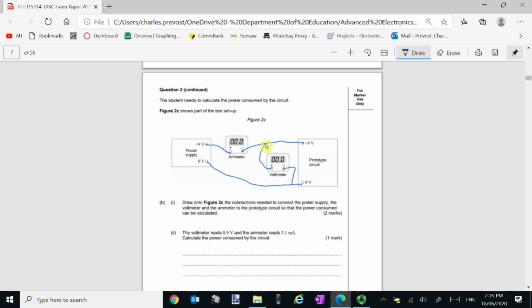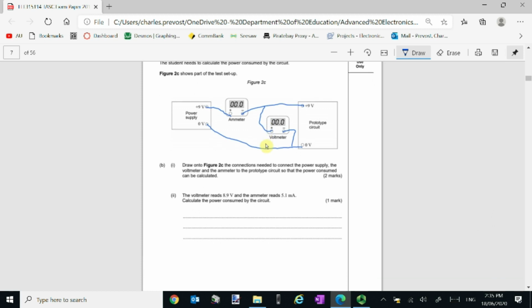Okay, so part 2 of question B there is talking about the readings we get. So we get 8.9 volts and 5.1 milliamps. The power consumed by the circuit goes by the formula P equals V times I. And now we just substitute in our values.